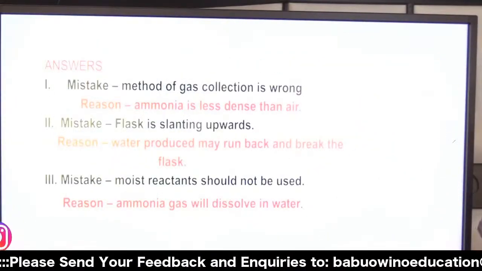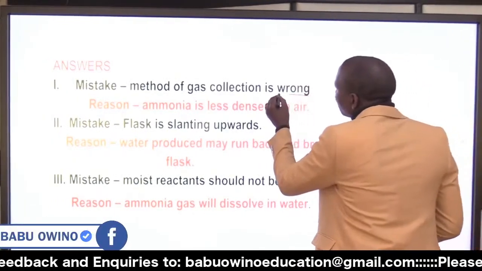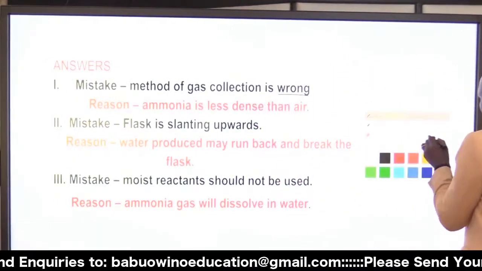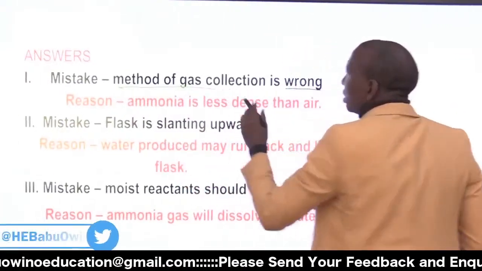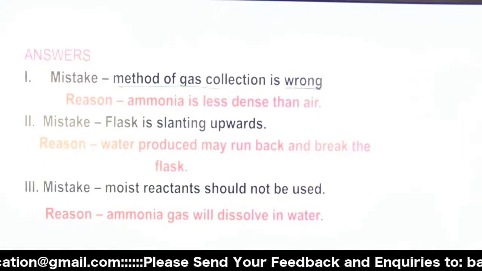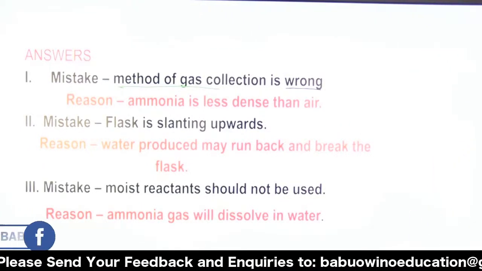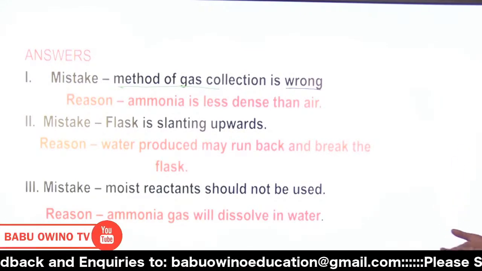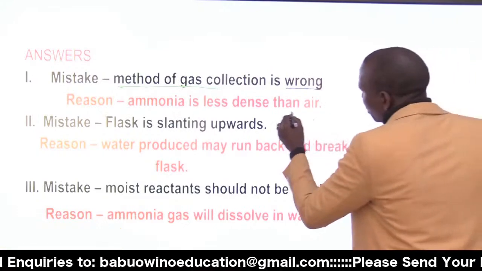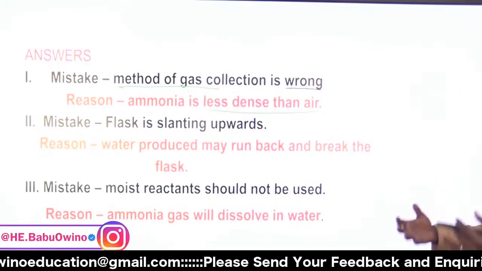So look at my answers. The method of gas collection is wrong. Don't tell us the ammonia should be collected by upward delivery. You are giving us the correction. We want you to identify the mistake. The mistake is wrong method of gas collection. Why is it wrong? Because ammonia is less dense than air and therefore cannot be collected by downward delivery.